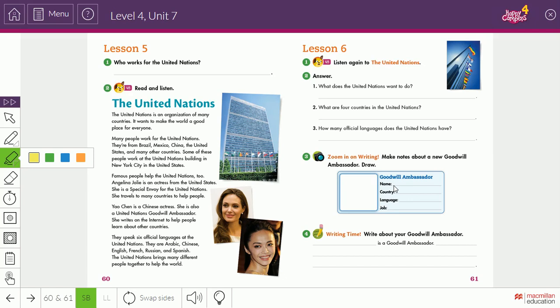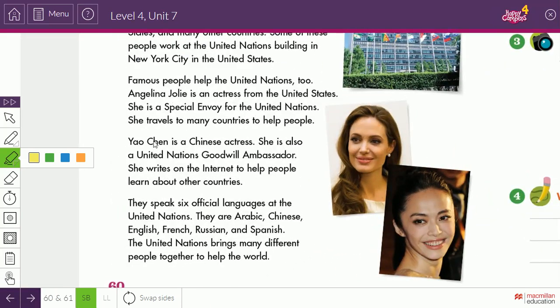our favorite famous person. It can be famous or not. We will choose, for example, our favorite singer, or our favorite actor, or our favorite teacher, whatever we want. Put his or her name here, and the country that he or she lives in, and the language that he or she can speak, and his or her job, what he or she will do as a Goodwill ambassador.